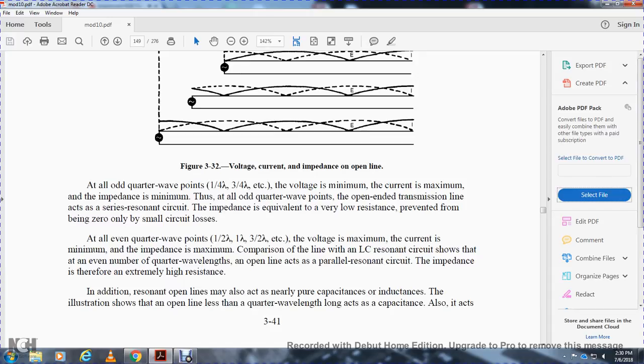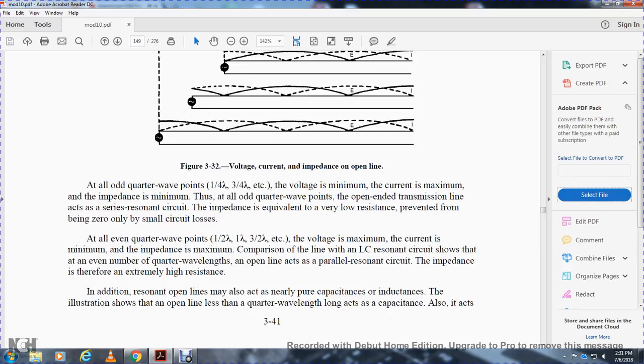At all half wave points, 1/2, 1, 3/2, etc., the voltage is maximum, the current is minimum, and the impedance is maximum. Comparison with the inductive capacitive resonant circuit will show that at an even number of quarter wavelengths the open line acts as a parallel resonant circuit, and the impedance is therefore extremely high resistance. In addition, nonresonant open lines may also act as nearly pure capacitance or inductance.